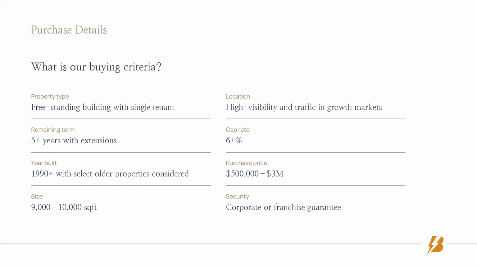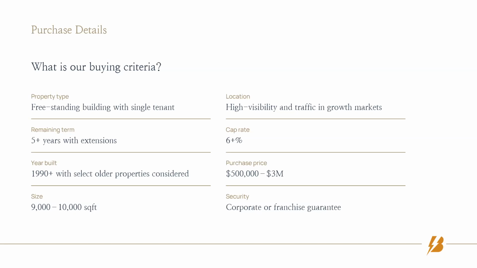We're typically looking for 5+ years with an extension. We're looking at 1990 products, although older properties would be considered depending on how strong the location is. When it comes to the size of the asset, 9 to 10,000 feet is our sweet spot, I guess. If it's a little smaller or a little bigger, we could consider it. Again, it depends on the whole deal itself. But generally speaking, that's what we're looking for.